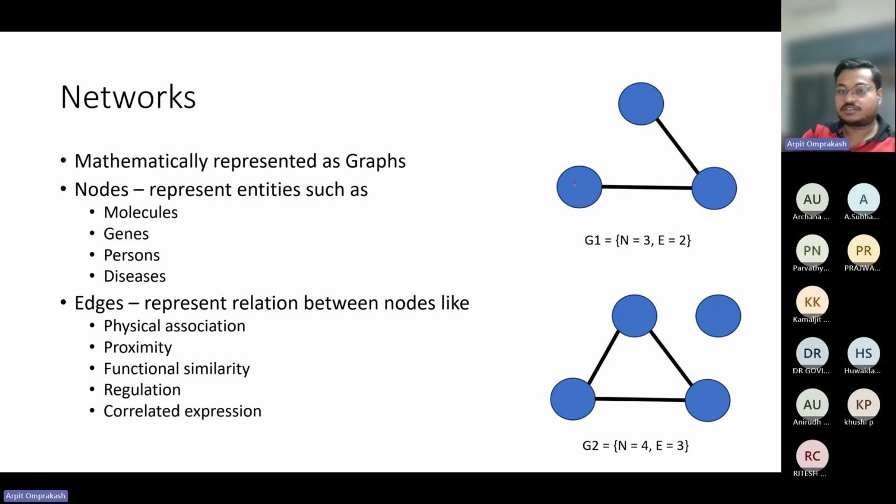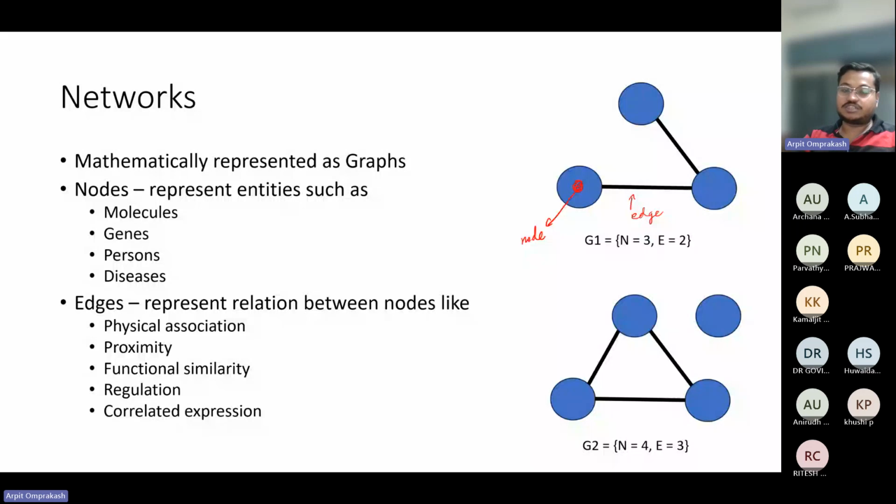So basically this thing here is called a node, and this thing here is called an edge. So edges basically connect nodes, and nodes are elements of the graph, right? So when we are making a graph in biology, we can represent molecules or genes or disease or person or things, entities basically, as nodes.